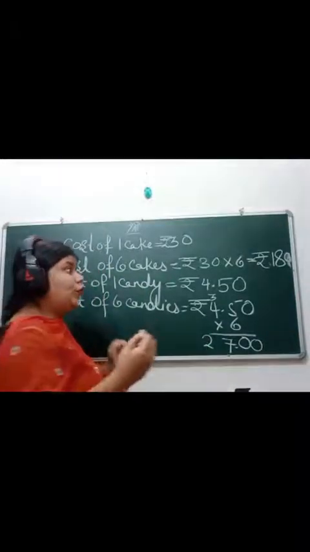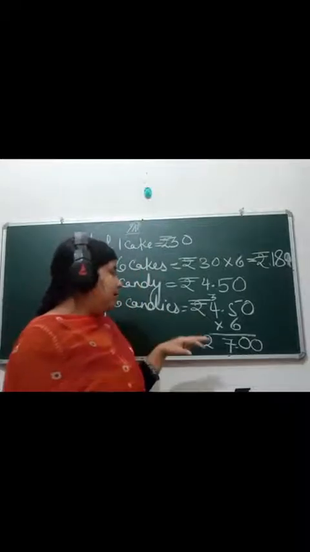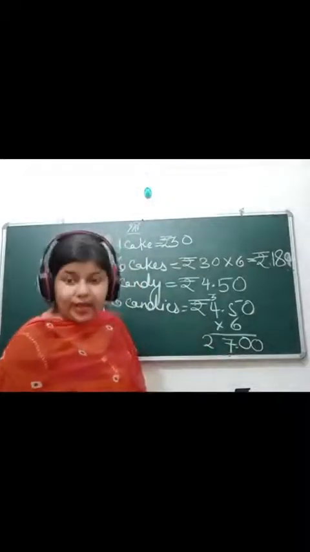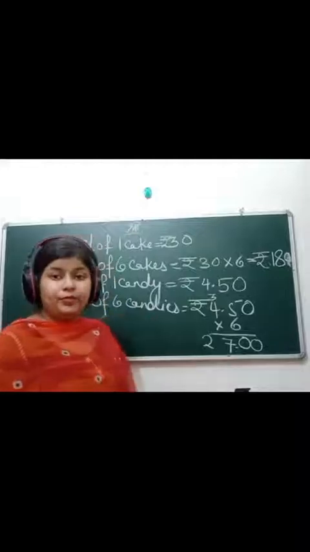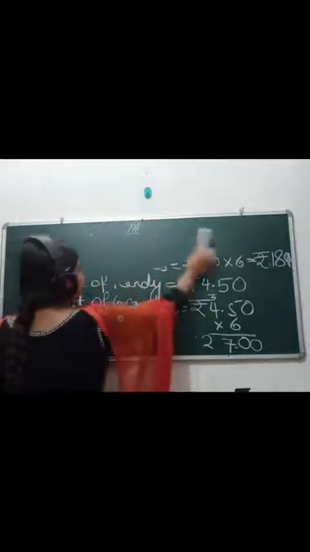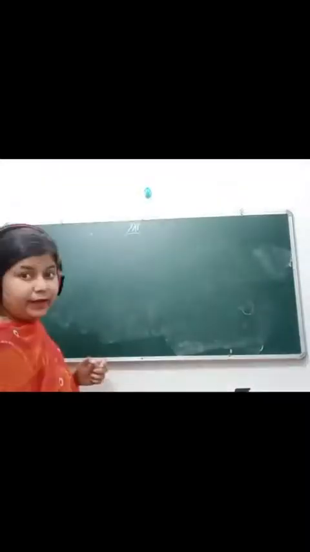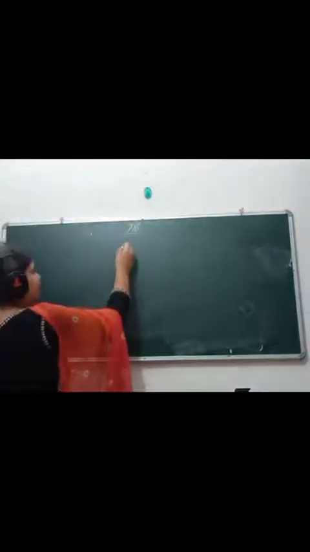So the cost of cake is 180 rupees and the cost of 6 candies are 27 rupees. Now what we have to do, we have to add them both. Let us add them. Okay. Now let us add.